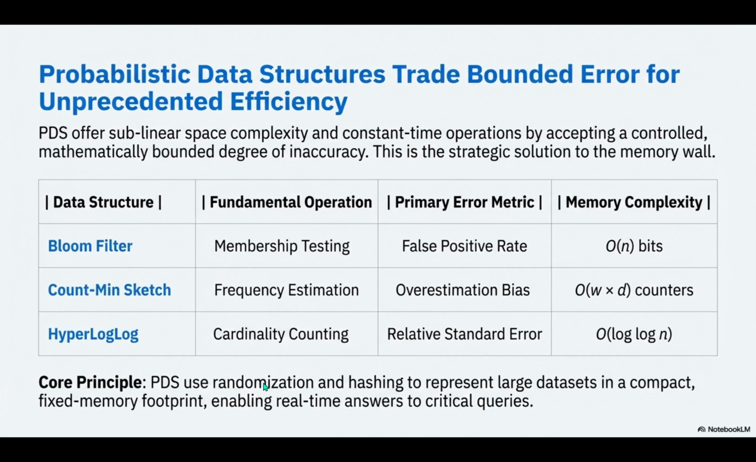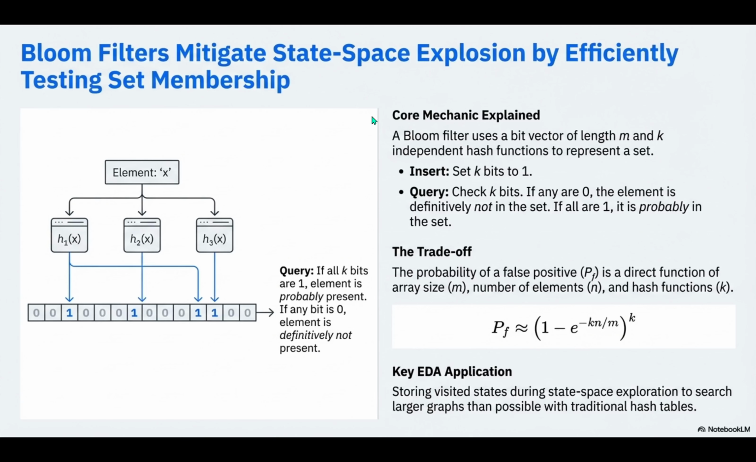Okay, let's unpack this. We have to start with Bloom filters, the elegant solution to what's called the state space explosion problem. Right. So what's the core mechanism here? How do we check if something's in a set without actually storing the whole set? The mechanics are deceptively simple. You take a big bit vector, just a long string of zeros, and you use multiple independent hash functions, let's say k of them. Okay. When you want to insert an element, say a specific chip state you just visited, you compute those k hashes. Each hash points to a position in the vector, and you just flip that bit to a 1.